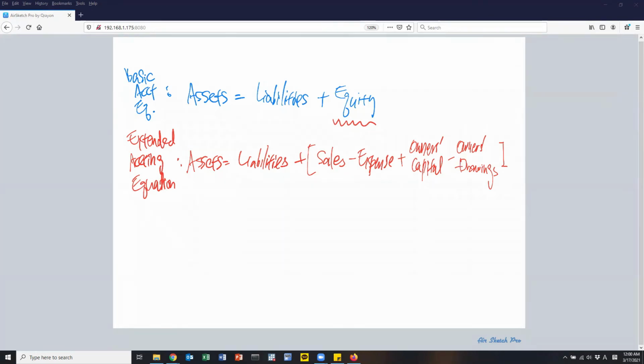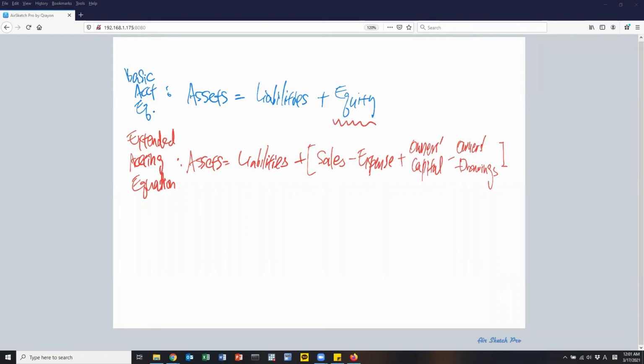Are you ready? Give me the answer. The extended accounting equation: assets equals... Come on, guys. Right, I can hear your answer. Assets equals liability plus sales minus expense plus owner's capital minus owner's drawing. That's correct. Indeed.